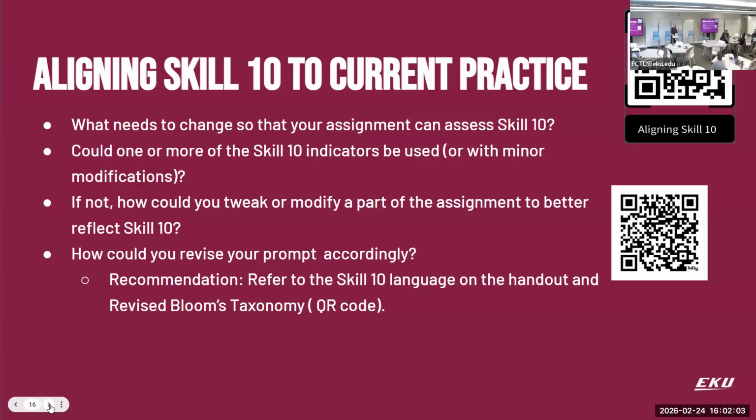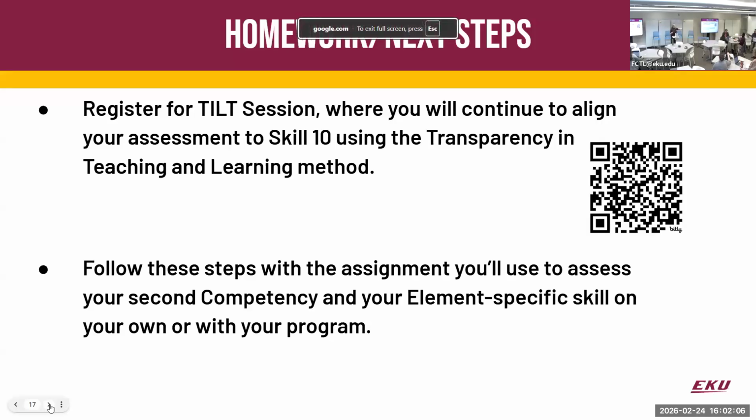And do consider registering for the TILT session, because you've started thinking deeply about this assignment. You started thinking about how can I incorporate Skill 10. This is the place where you're actually going to dig into that and actually think about the purpose. How do you talk about the purpose? How do you link in Skill 10? How do you talk about your criteria? All of that. And also maybe consider thinking through your second competency and your element specific skill in the same way. Some of you are probably doing that at the same time.